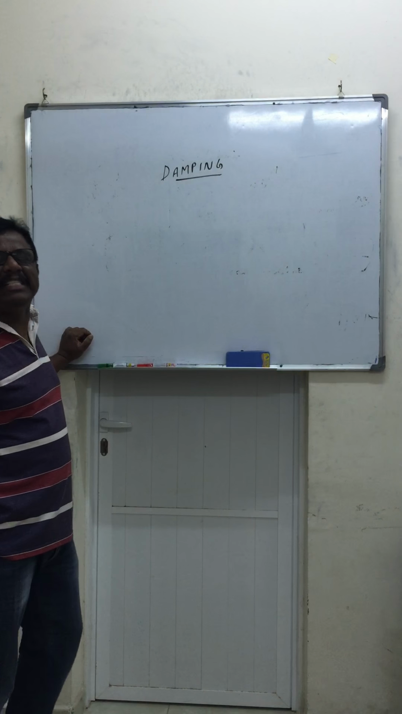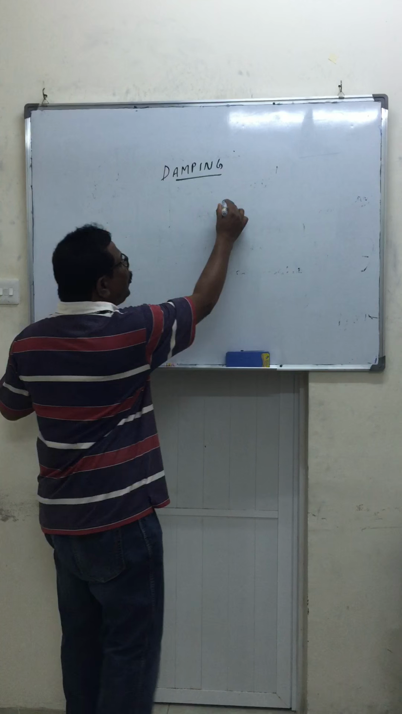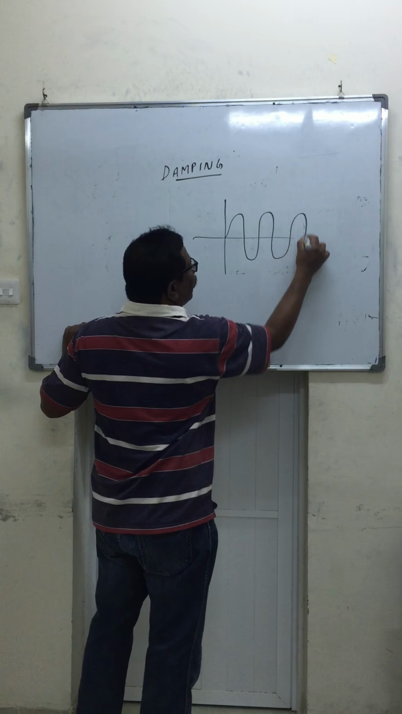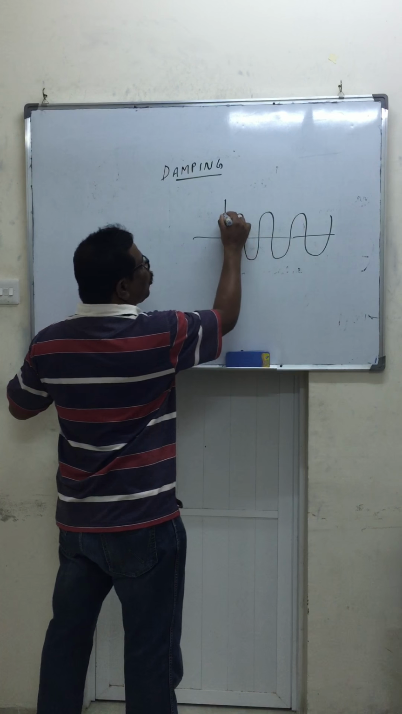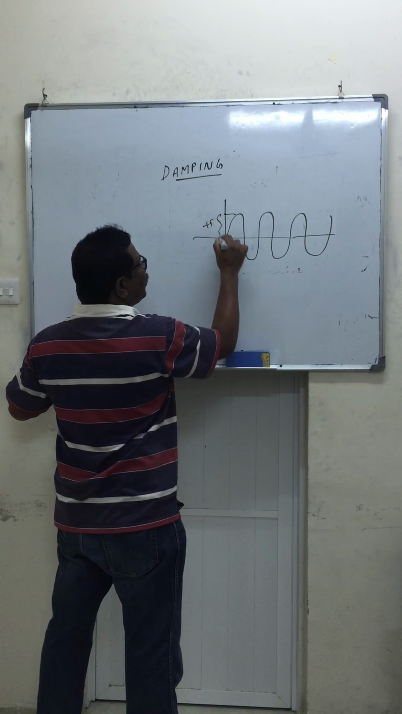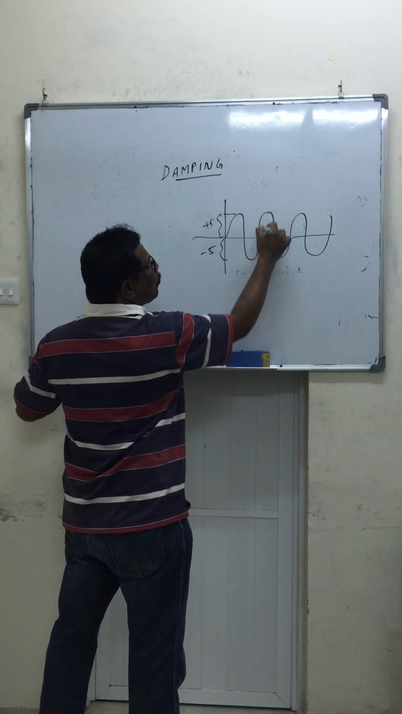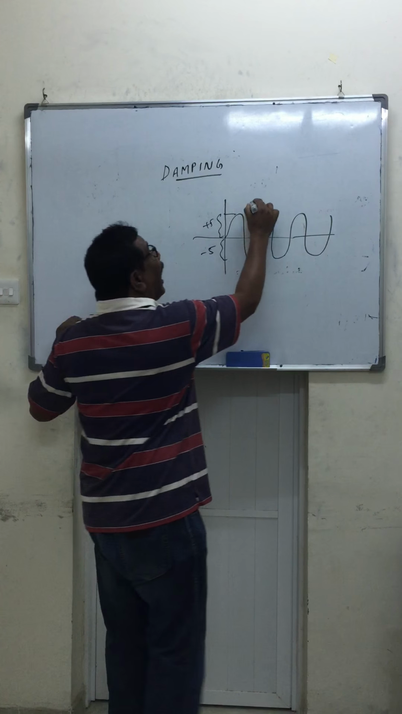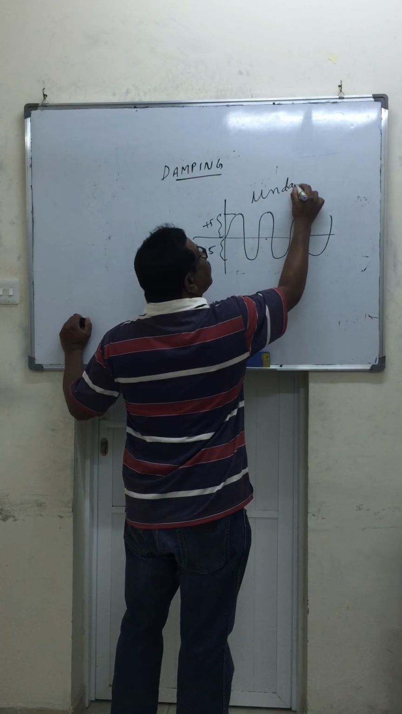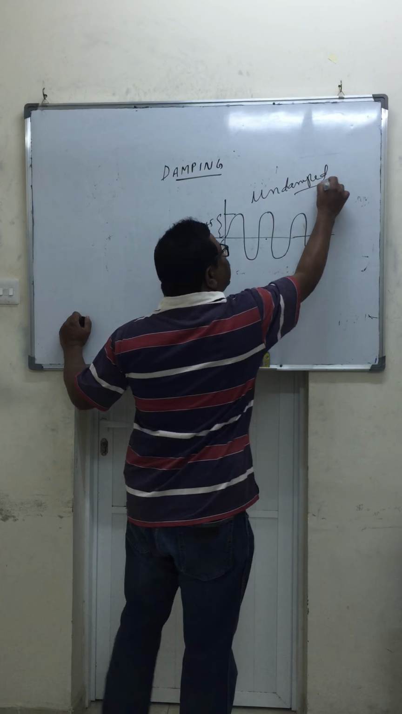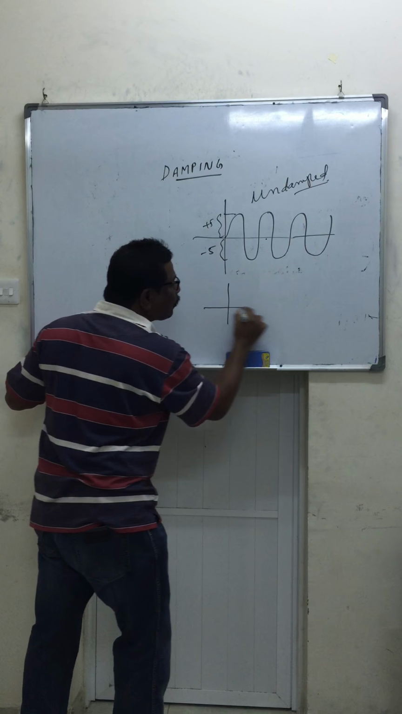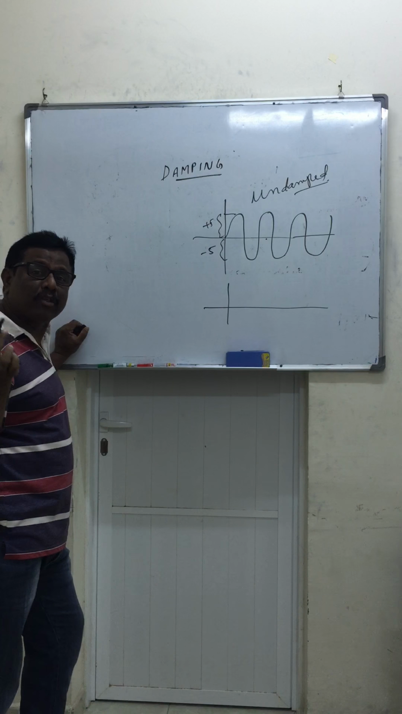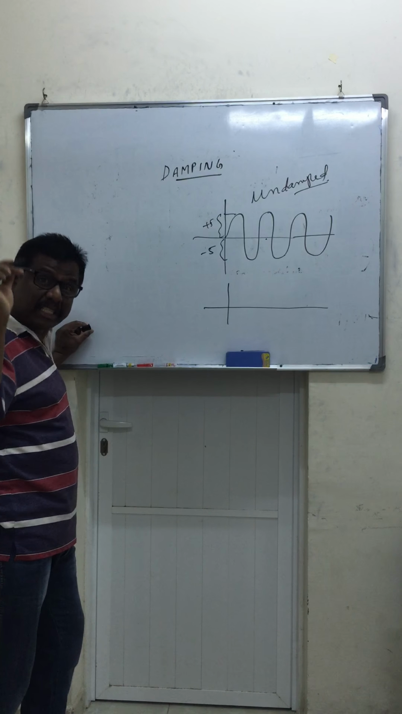Damping means very simple. Just now I told you that here, what is the amplitude of oscillation? Suppose this is plus 5, this is minus 5, here also plus 5, minus 5, same amplitude. Then it is called what? Undamped oscillation.